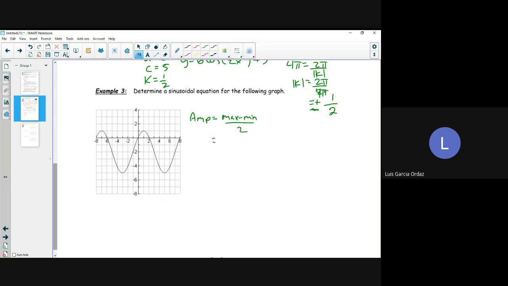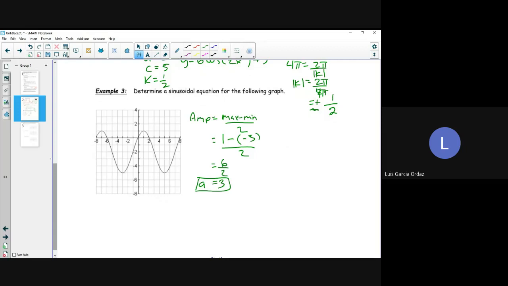So what is the maximum y value in this graph? 1. What is the minimum value of this graph? -5. So you have 1 minus -5 divided by 2, which is equal to 6 over 2, which is equal to 3. So we have our A is equal to 3. So we have one part of the equation down.